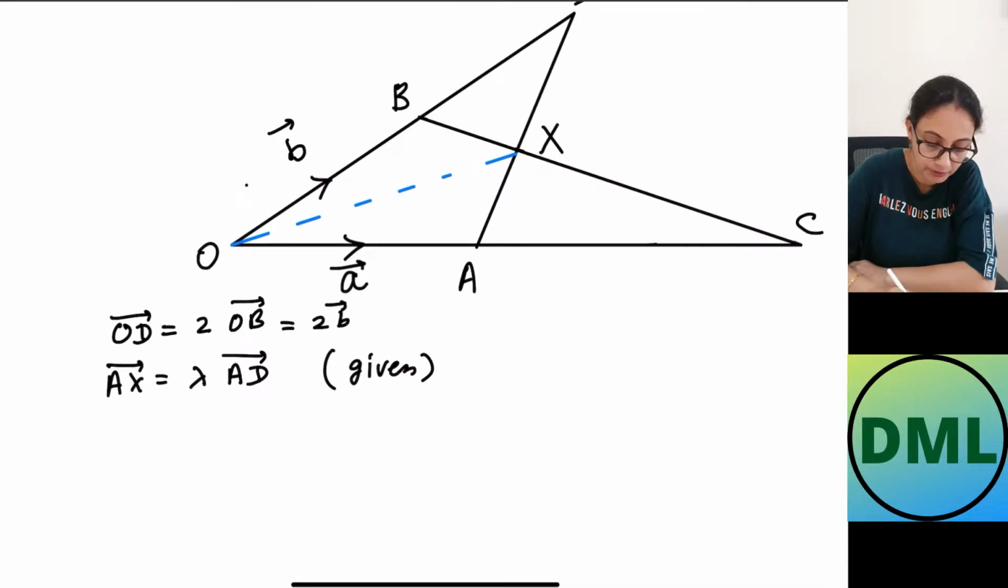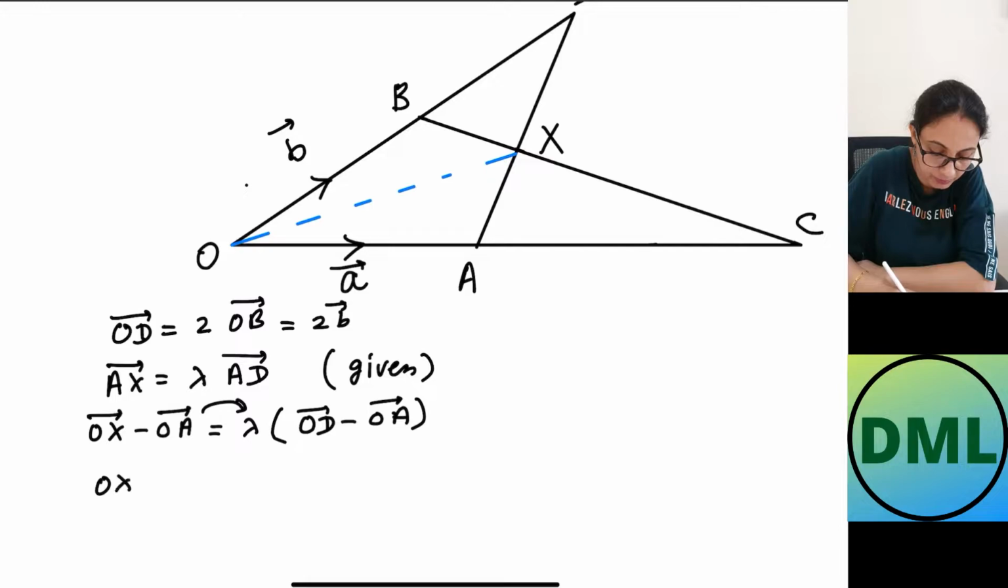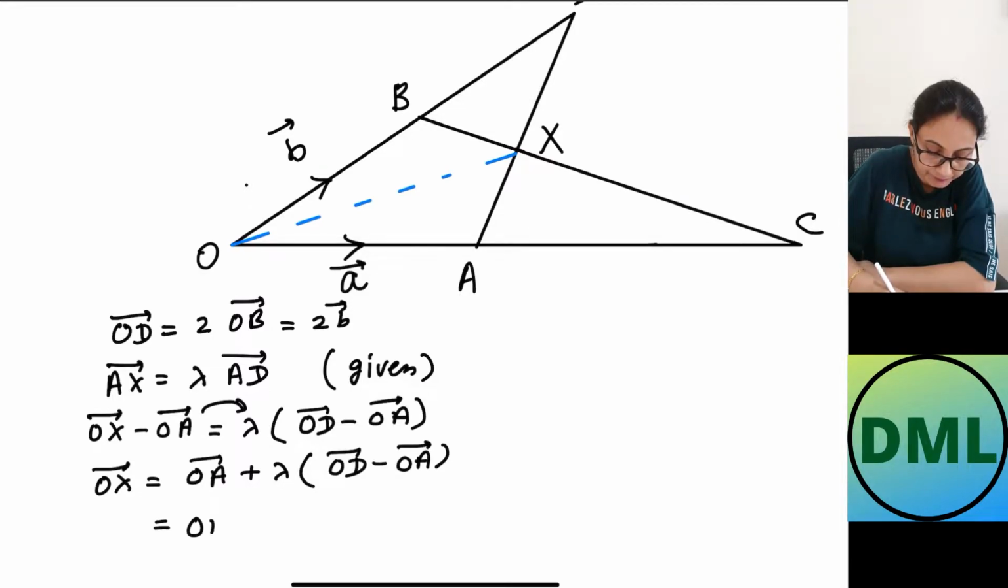So if I want to write down AX in terms of the position vector form, I will write down OX minus OA is equal to lambda times of OD minus OA vector. Now move this OA on right hand side. It will be OX vector is equal to OA plus lambda times of OD minus OA vector. Now open the bracket. This will be written as OA plus lambda OD minus lambda OA vector.